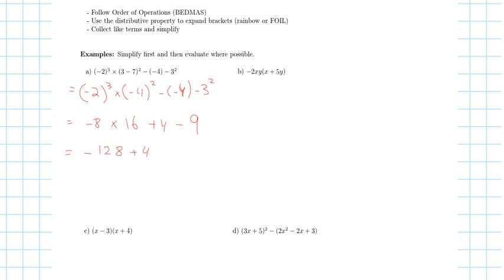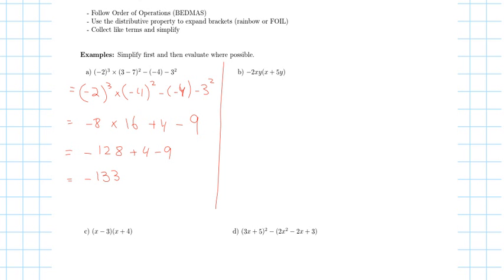Now I have all addition and subtraction, so I can do it all together. That would be negative 124, then negative 133. BEDMAS is an important topic that you should not forget.